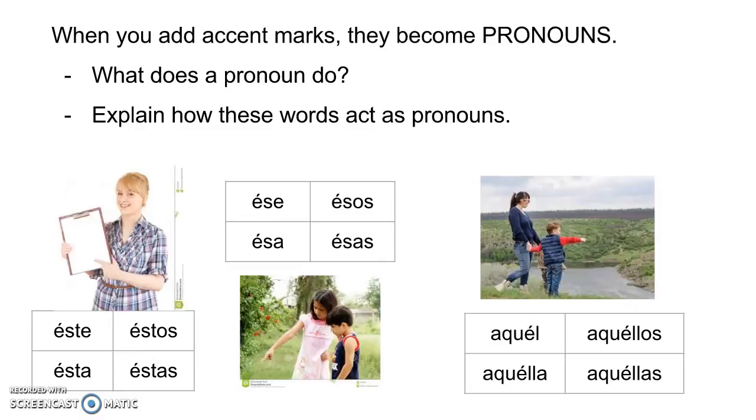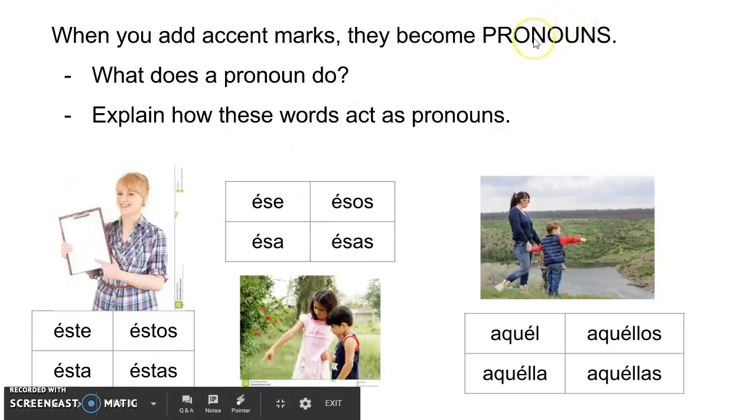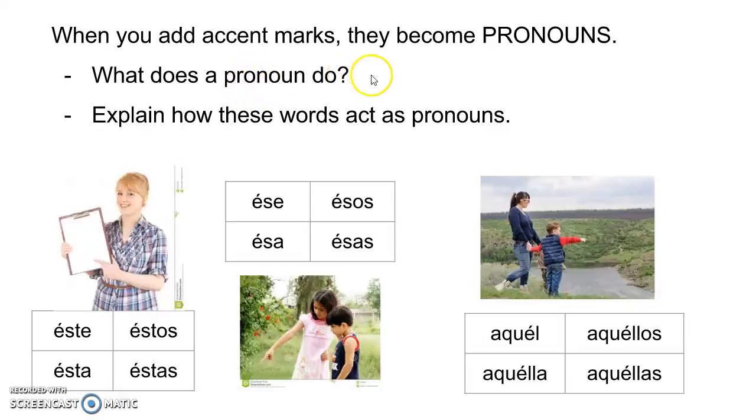You have seen something similar to this before with just the word el. El, no accent mark, the. A word that can't stand by itself. It needs to be like el amigo or something. El with an accent mark on it. Well, that means he. That's also a pronoun, right? It can stand on its own. So, answer that question for me. What does a pronoun do? Okay, so how are these words pronouns?